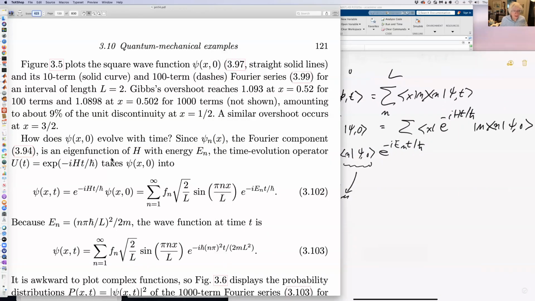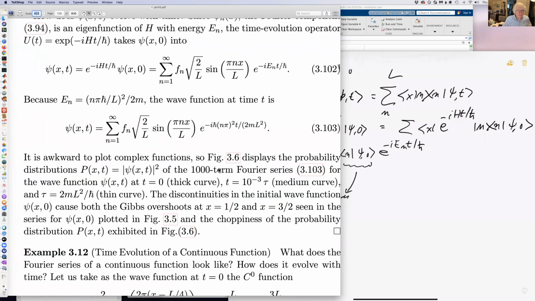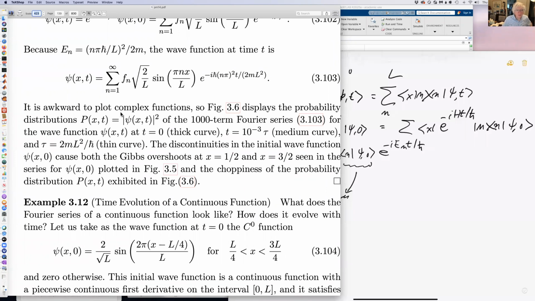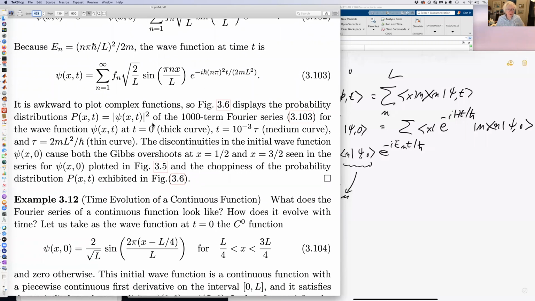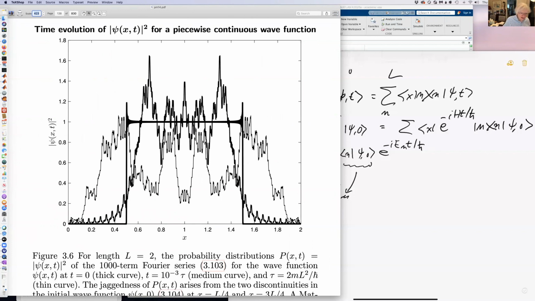So if we go back to here, what we have then is the expression for the wave function at time t, and it's given by this sine Fourier series. And so what I plotted was the probability that the particle would be at x at time t. I did it for a 1,000-term Fourier series, at time 0, which is the thick curve. The thin one is time tau, which is 2mL squared over h bar, and 10 to the minus 3 of that is the medium curve. And that is this expression here.